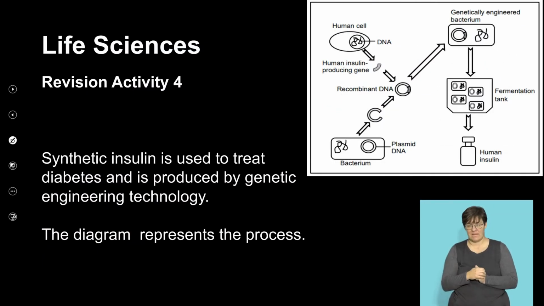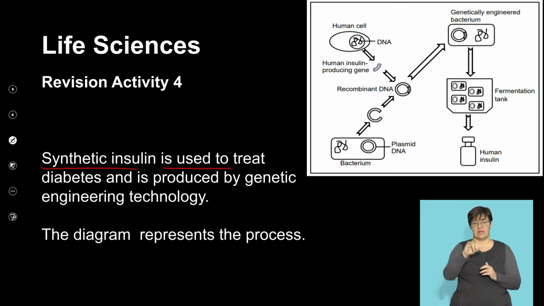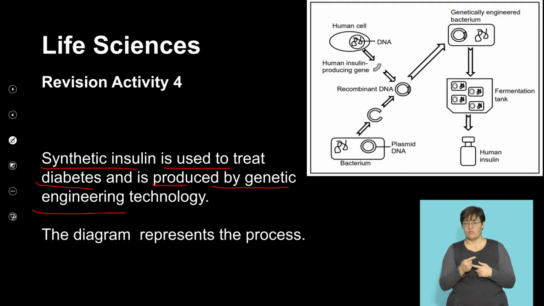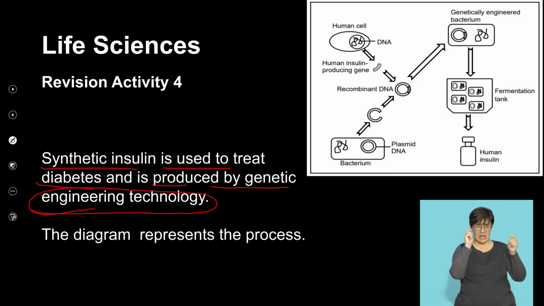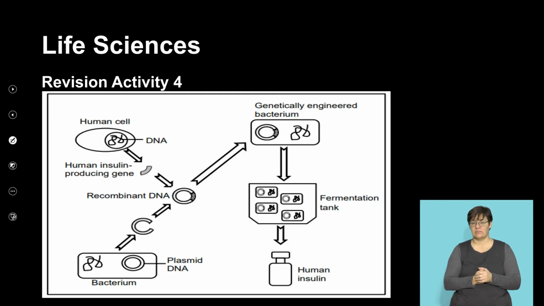Right, so the next bit, and we'll try and get through this question as soon as we read the information and we try and interpret what is illustrated in this diagram. Synthetic insulin is used to treat diabetes and is produced by genetic engineering technology. The diagram represents the process. Let's look at the diagram in a bit more detail.